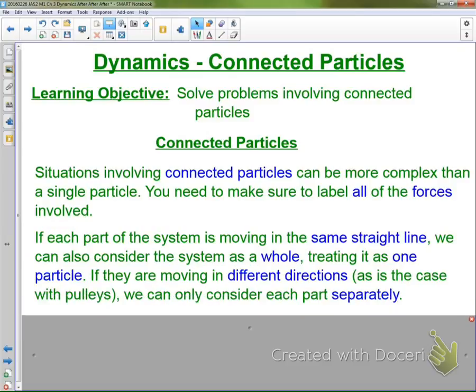Now, if your particles are acting in the same direction, if each part of the system is moving in the same straight line, we can consider the system as a whole, and we can treat it as just one particle, using all of the forces on one side, and all of the masses added together on the other side, times acceleration. However, if they're moving in different directions, as is often the case with pulleys, then we can only consider each part separately.